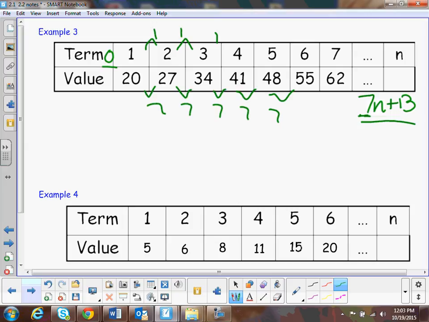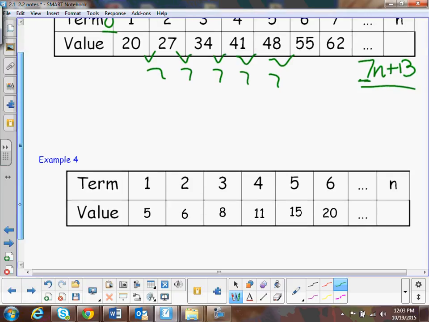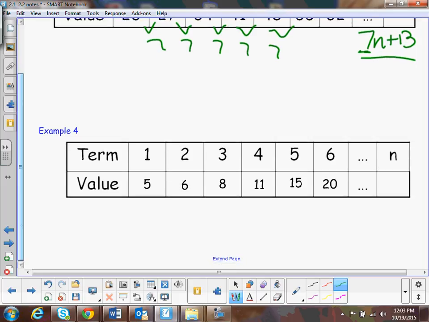Okay, one more. Copy the last one down. Terms 1, 2, 3, 4, 5, 6 with values 5, 6, 8, 11, 15, and 20. This one's tougher. Write it down, Eric. Write it down.